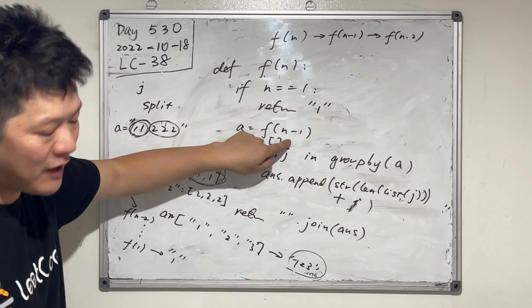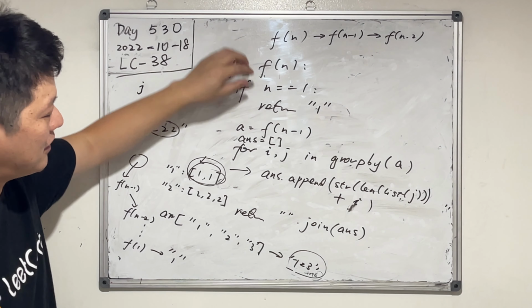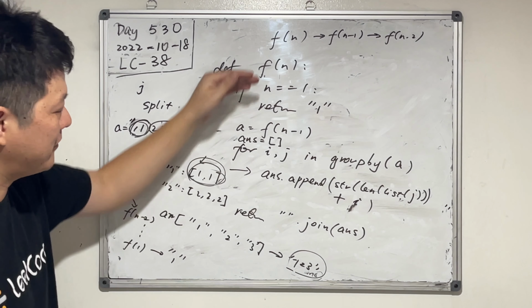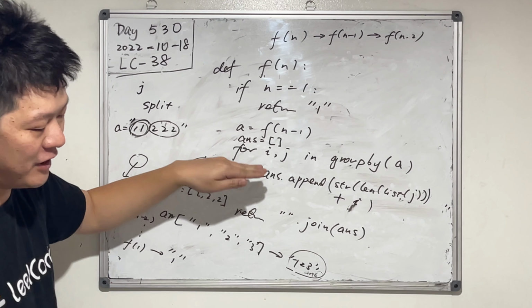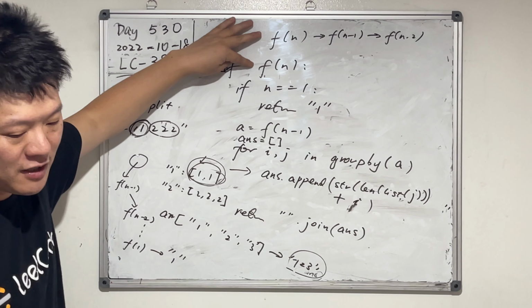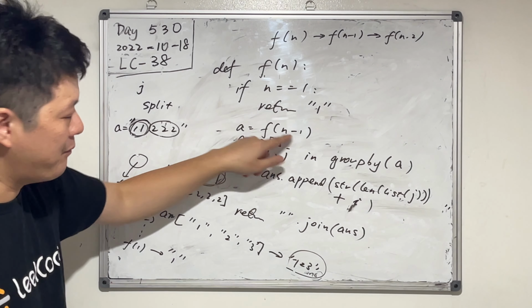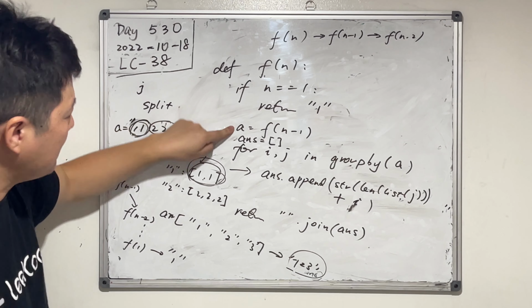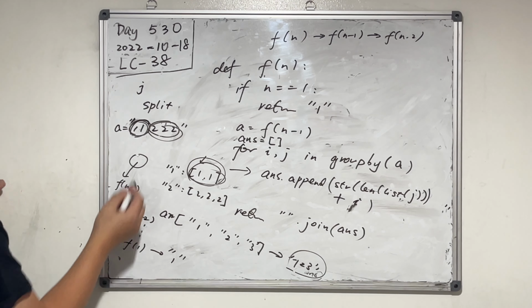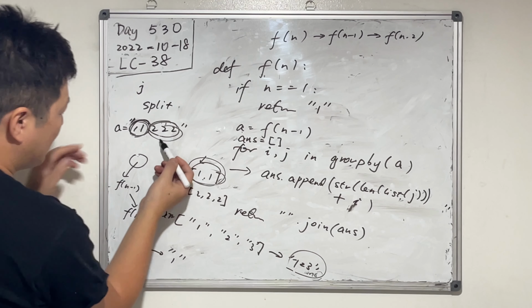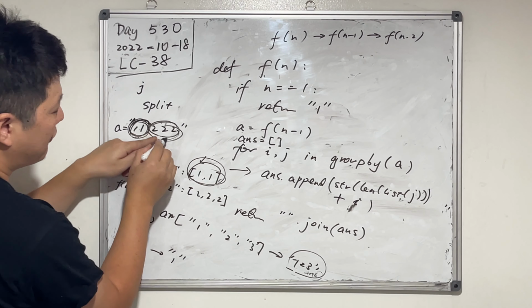So fn depends on fn minus 1. So we don't need to put a cache here, right? We don't need to put a cache because it's not reusing any of the results. If you want to get the fn, you have to calculate from f1, f2, f3 until fn. This is recursion, right? In order to calculate fn, we need the result for fn minus 1, right? Suppose fn minus 1 is a string, then we use the group by to count. There are 2 1s and 3 2s.